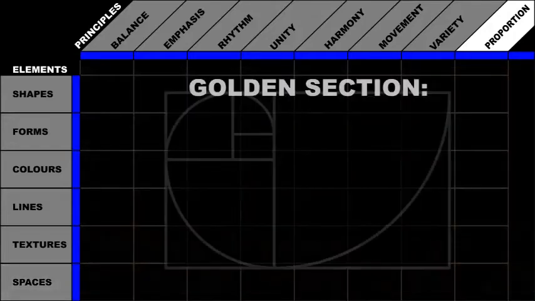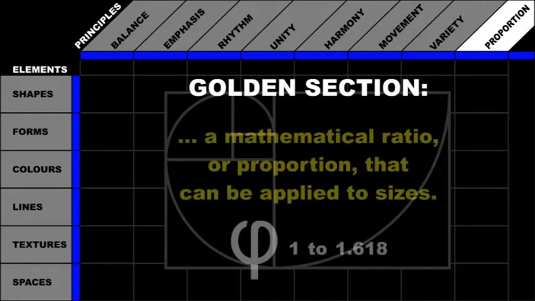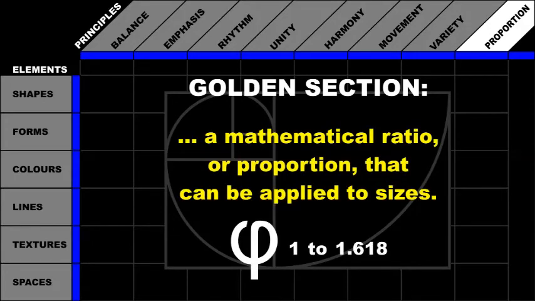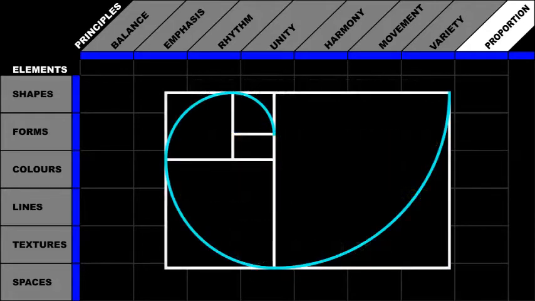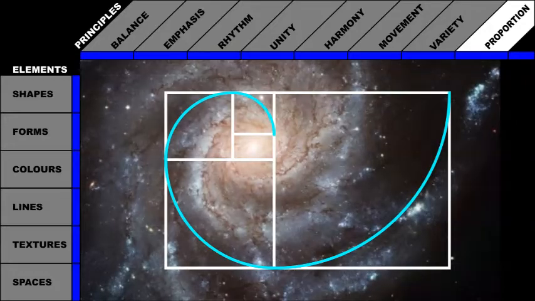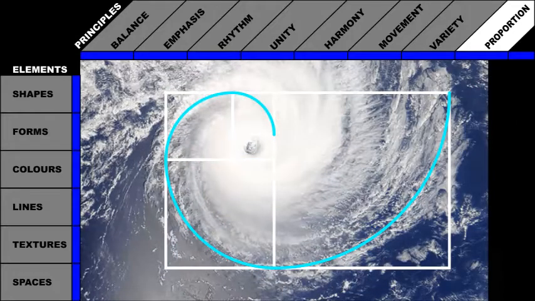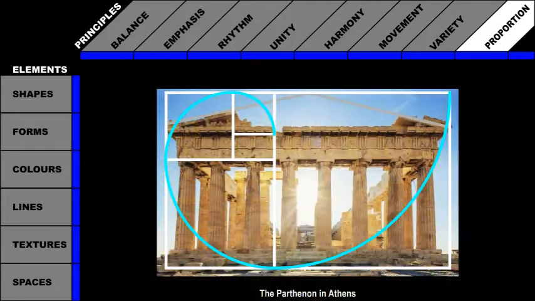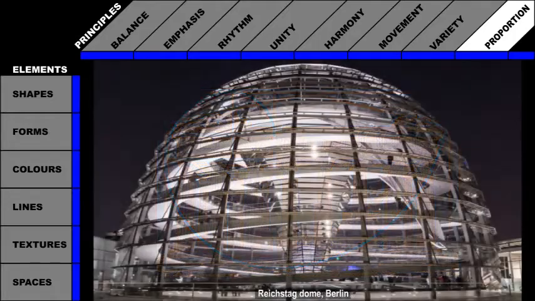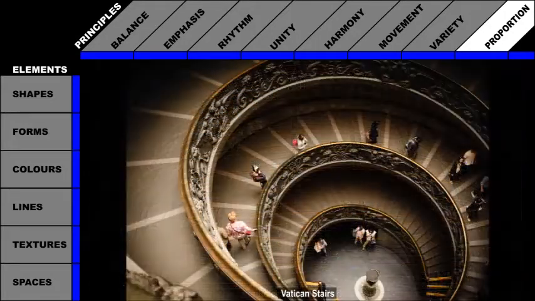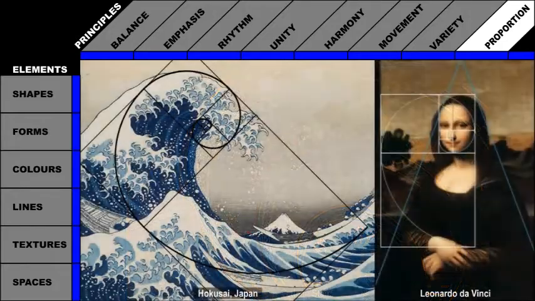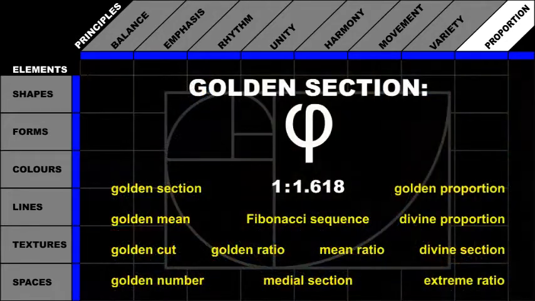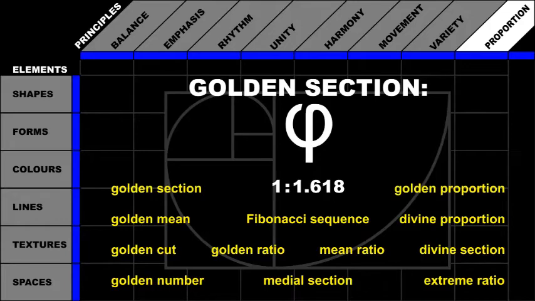Let's take a closer look at the golden section. The golden section is a mathematical ratio, or a proportion. We can see the golden section as spirals in nature. We can see it in a galaxy, a hurricane, a snail's shell, or in plants. Historically, artists and architects have applied the same ratio to their works of art for pleasing results. This ratio is 1 to 1.618 and is known by many different names.